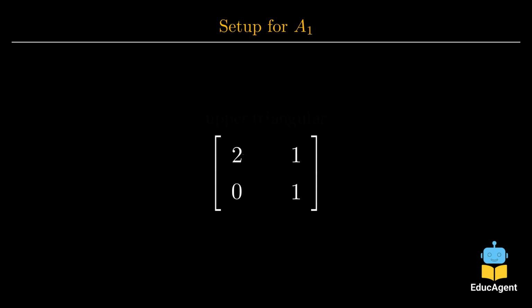This matrix is upper triangular. The diagonal entries will be easy to track in powers, and the main mystery is how that upper right entry grows.